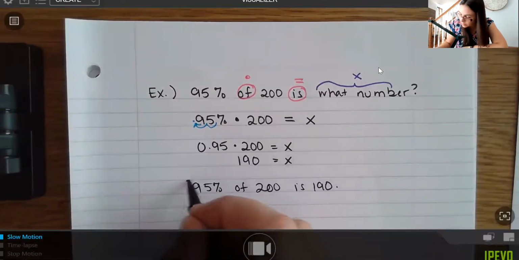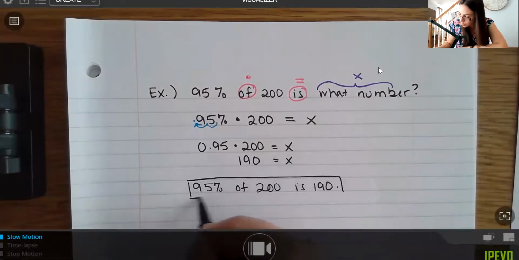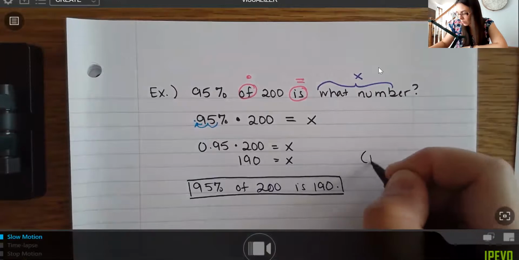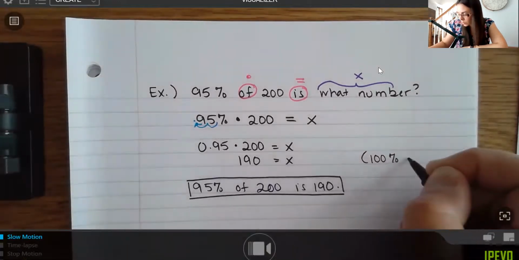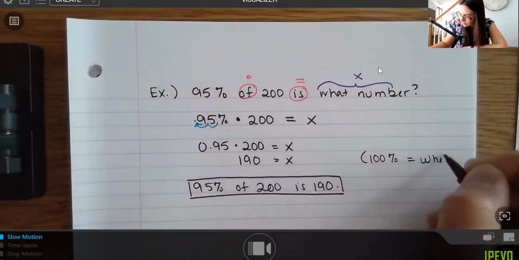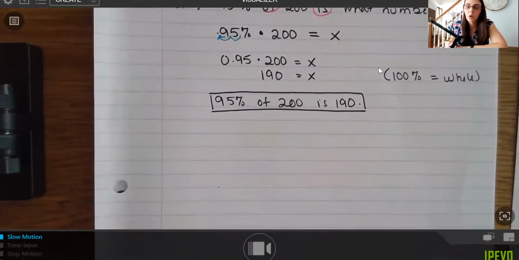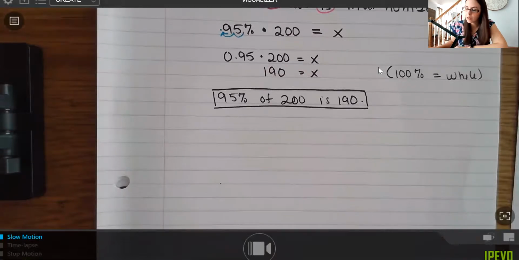And this should make sense. So 95% is almost 100%, which is the whole, right? So again, as a side note here, 100% is equal to the whole amount. So this makes sense. 190 is almost the whole amount of 200. So it looks like it is logical.